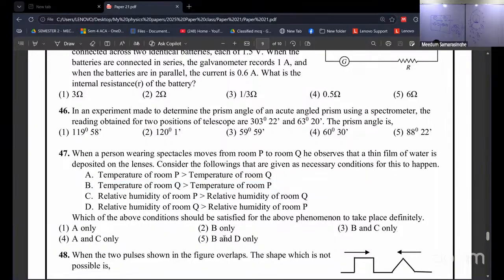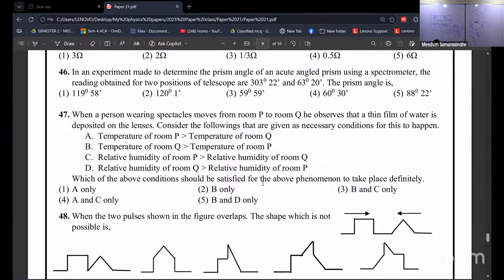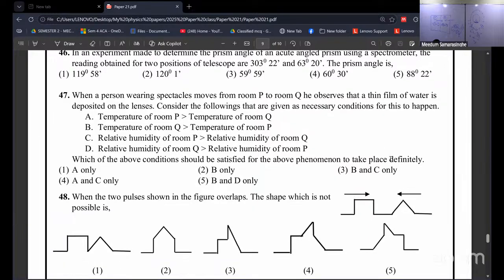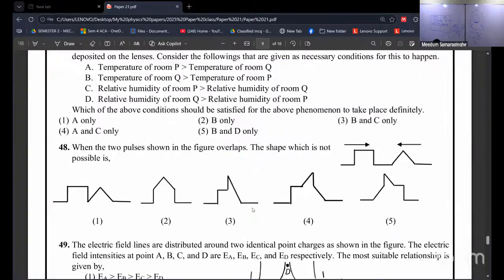Which of the following conditions should be satisfied for the above phenomenon to take place? Definitely, the temperature of P should be lesser. Answer should be B only. Answer is the second one. Okay. Alright. That is the answer. Now the 48th one.